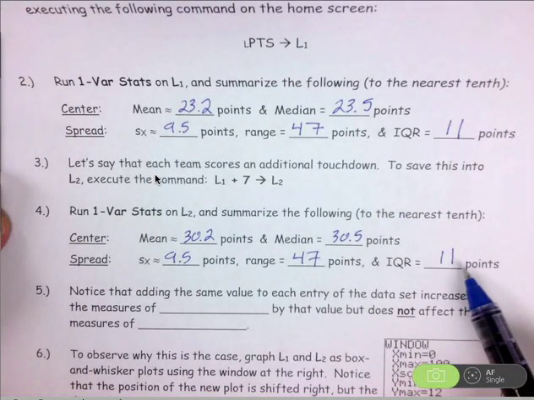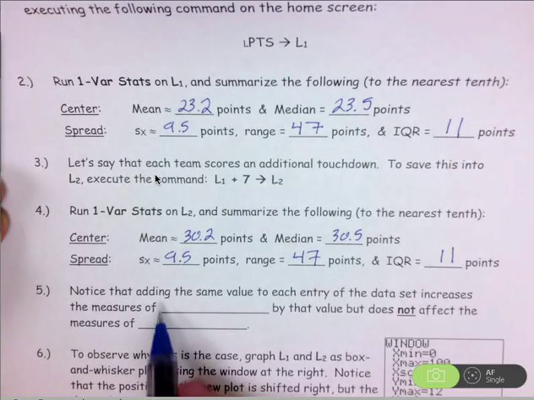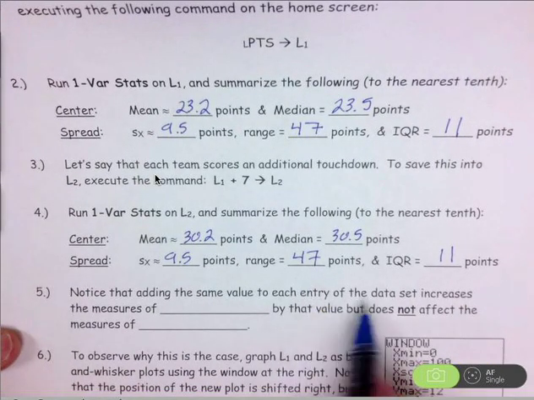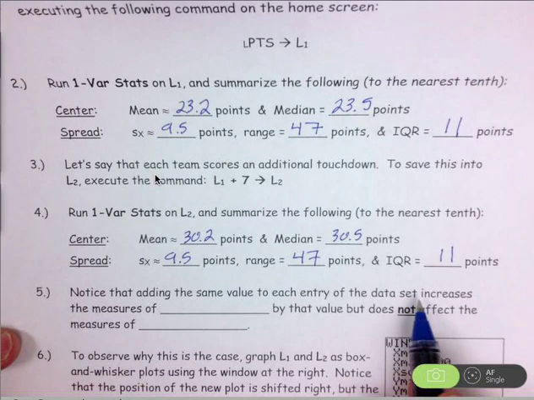Hopefully you notice something here. If we add the same value to each entry of the data set, this is what's called a horizontal shift in algebra. A horizontal shift to the right would be adding to each value. A horizontal shift to the left would be subtracting from each value in the data set.